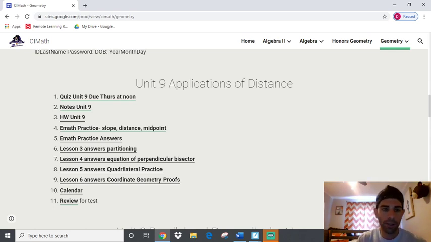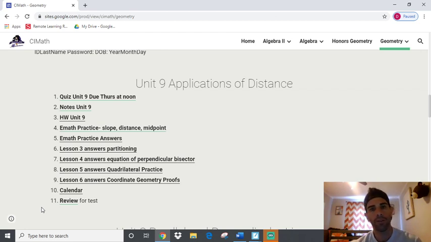The first thing that you're going to see is the Unit 9 quiz, due Thursday at noon. Click on that. It's a Google Forms quiz. Answer that one first. Then you'll see that there is a review for the test. You're going to print that out or open that up and do it on a separate piece of paper, whichever works best for you, and complete that today or tomorrow.